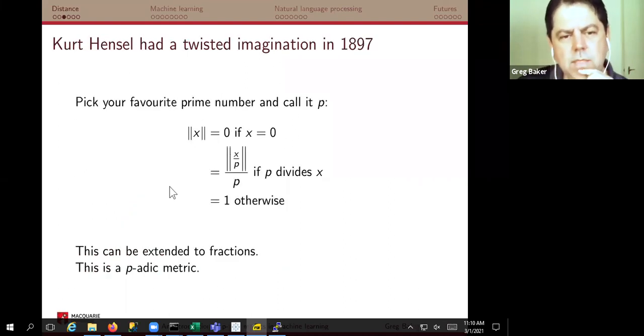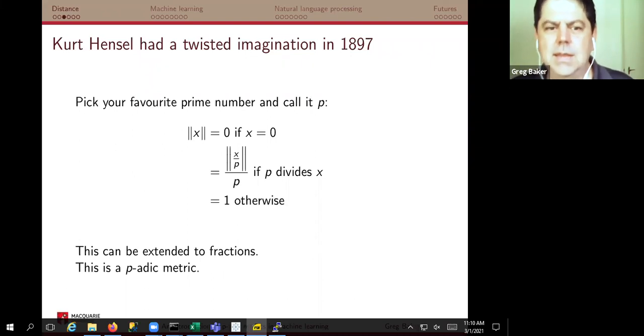Then we look at x, and so first we've picked a prime number. Maybe your favorite prime number is 2, or maybe your favorite prime number is 3. So let's say your favorite prime number is 3. Then we look at x and ask, is x divisible by 3? And if it is, then the p-adic distance is whatever your x was divided by 3, calculate the distance of that, and divide the resulting thing by 3.